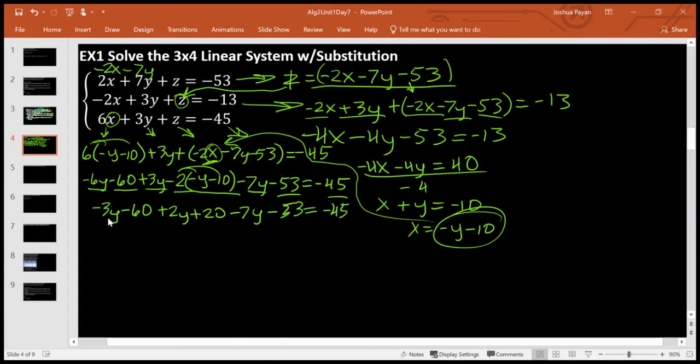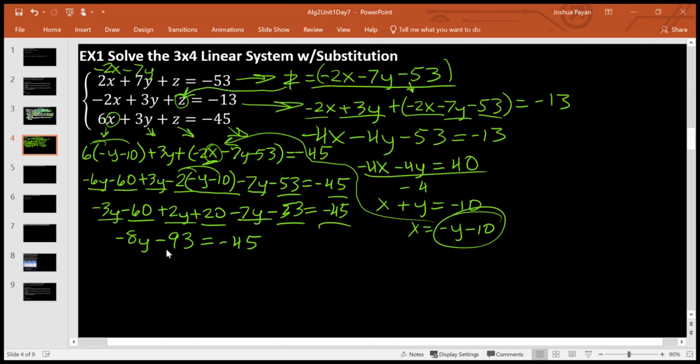Okay, so now let's start combining. So negative 3y, positive 2y, that's going to be negative 1y. So negative y, negative 8y now. Negative 60, that gives me negative 40. And negative 93 is equal to negative 45.